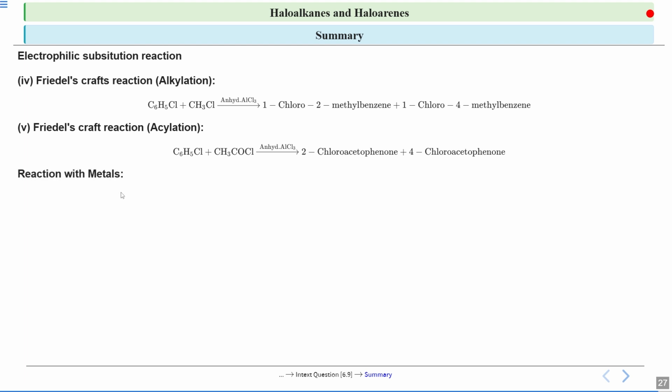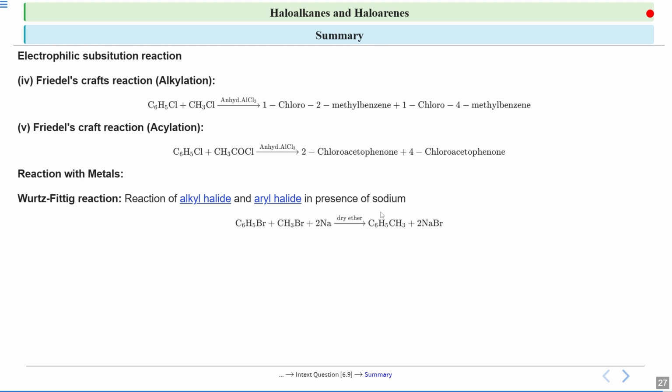Then we have also talked about the haloarene reaction with metals, where the first reaction is the Wurtz-Fittig reaction, the reaction of alkyl halide with aryl halide in presence of sodium metal and dry ether to give you an aryl and alkyl group combination as your major product. Okay, so alkyl halide reacts with aryl halide, and the alkyl group and aryl group combined together give you your major product, and sodium bromide, or you can say sodium halide, will be there as a side product.